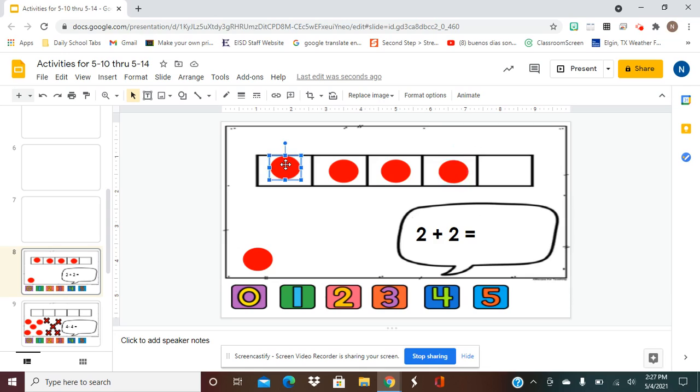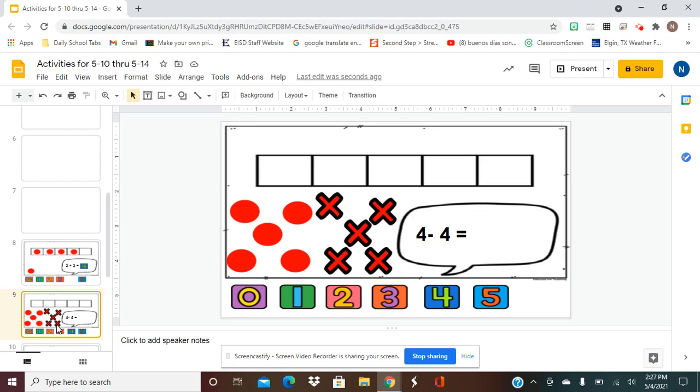We're adding everything together. So let's count them. We have 1, 2, 3, and 4. So our answer is going to be 4. So we're going to grab that 4 and we're going to put it right here. And now we're going to read our sentence, which this one's going to be an addition sentence. So let's read it together. 2 plus 2 equals 4. Good job.